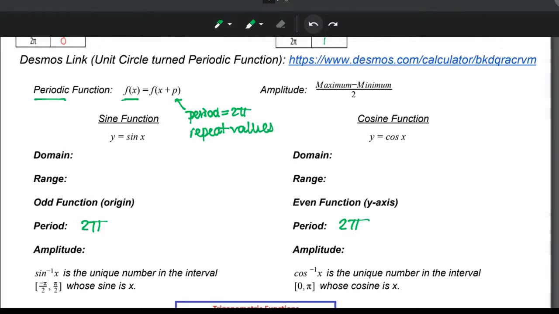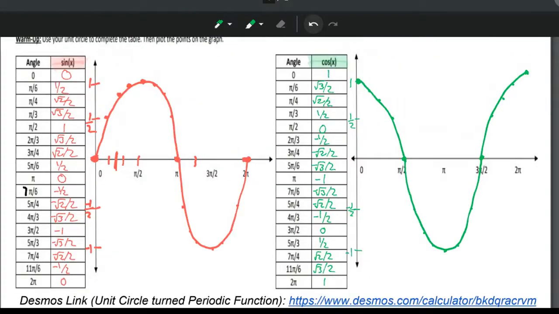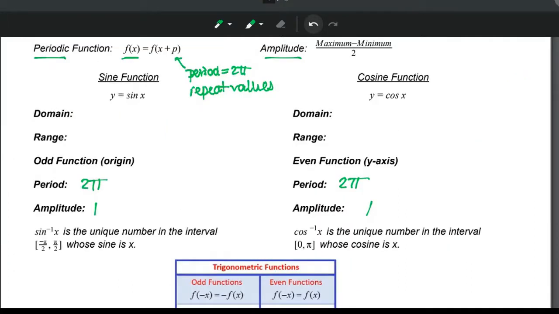Another new vocabulary word is amplitude, which is basically the height of the graph, and the amplitude is 1. If you look at the minimum and the maximum of our graph, find the difference of those, and then divide by 2, you'll see that it's 1. So our highest point is 1, our lowest point is -1, 1 minus -1 is 2, and then divide by 2, and you get 1. Related to that, the range goes from 1 to -1 for both sine and cosine.